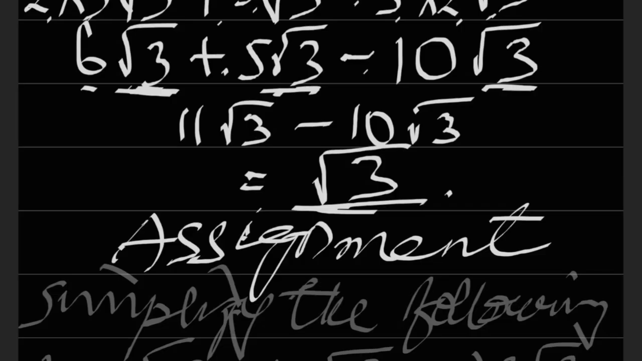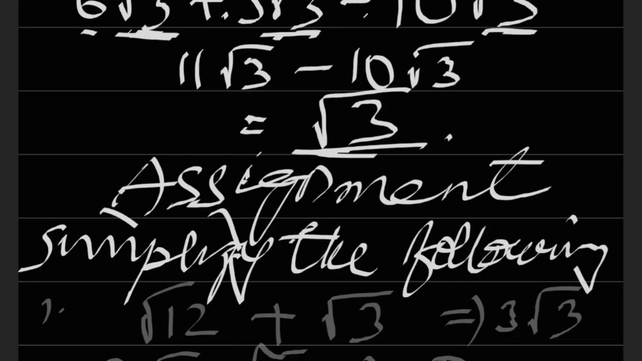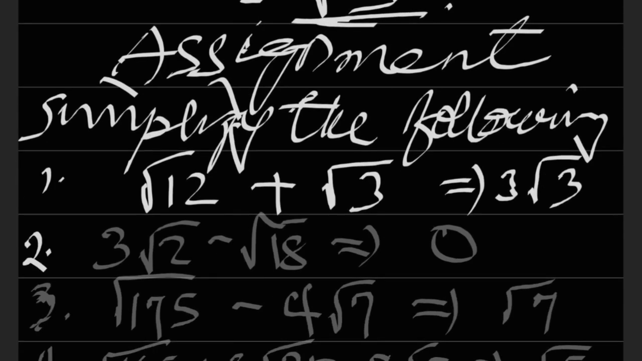So, here are the questions. Simplify the following. Question number 1. I want you to simplify root 12 plus root 3. If you finish your work, your final answer will give you 3 root 3. Question number 2. Simplify 3 root 2 minus root 18. If your work is correct, your final answer will give you 0.